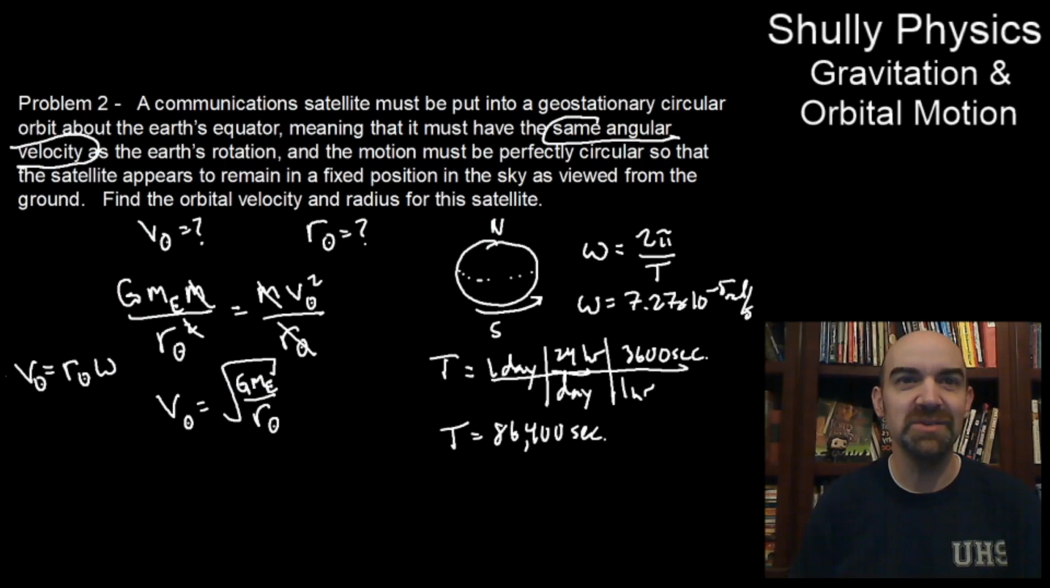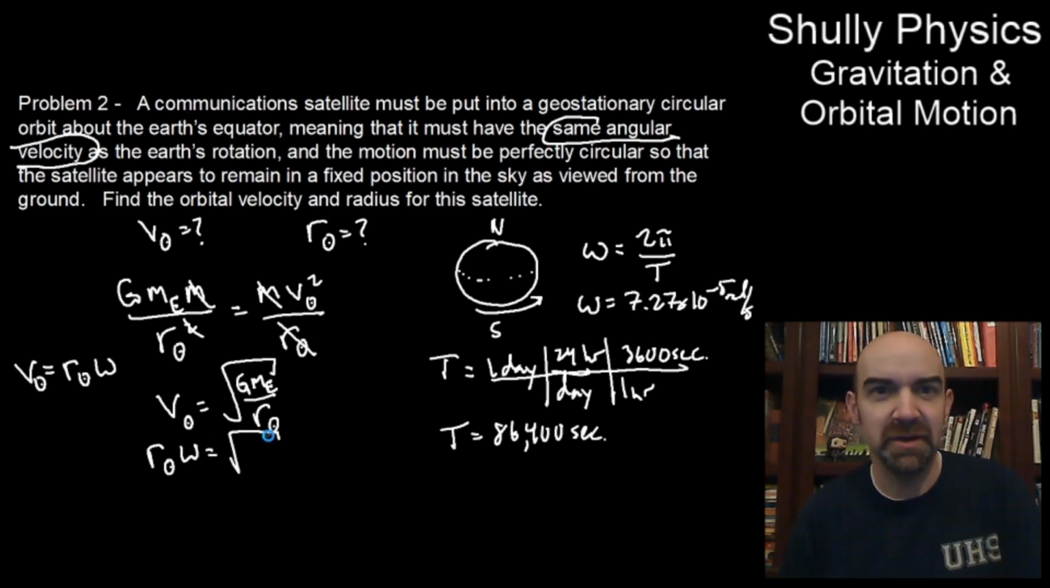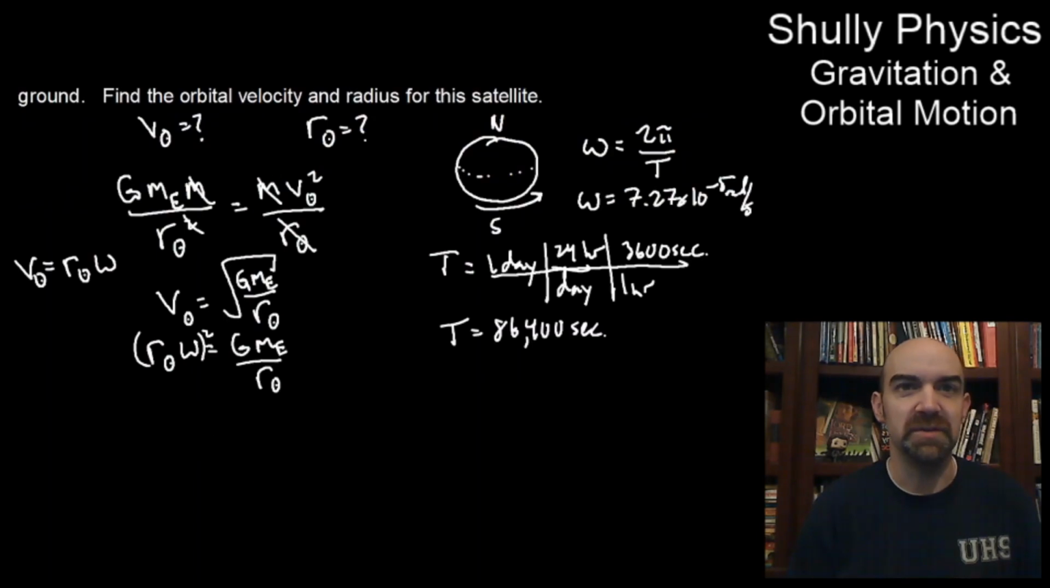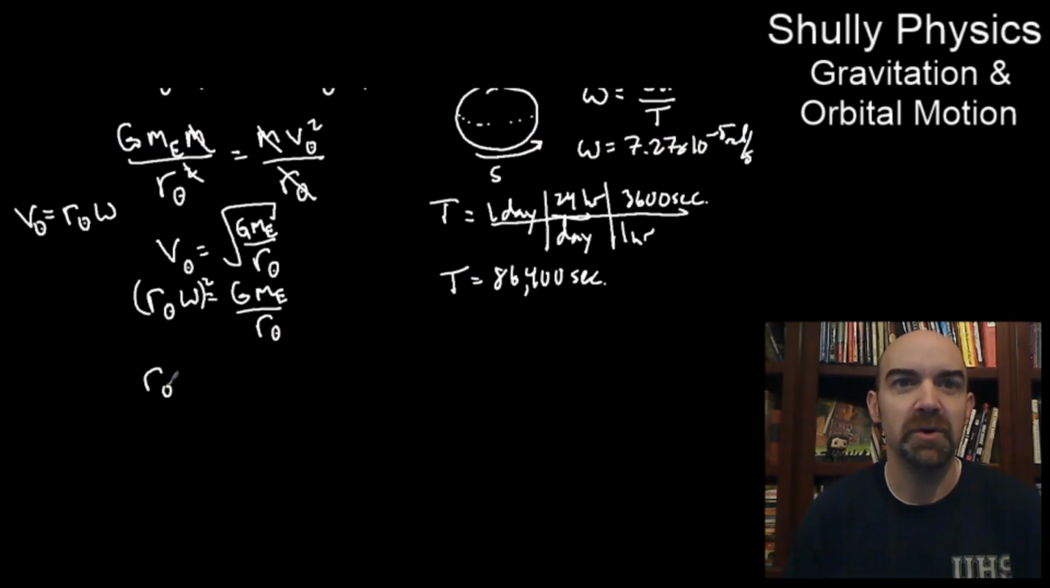Okay, so we have 2 equations with 2 unknowns. We have a relationship between these 2 here. So I'm going to go ahead and plug in, since I know V orbital, R orbital times omega. That equals the square root of G M E over R orbital. I'm going to get rid of that root by squaring both sides. So we get R orbital squared omega squared equals G M E over R orbital.